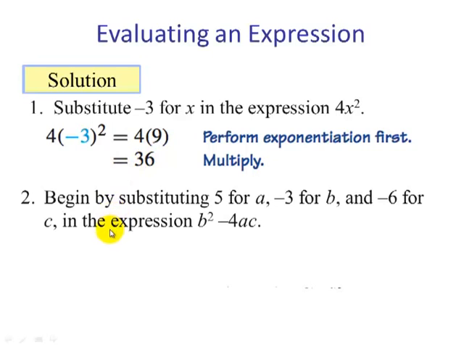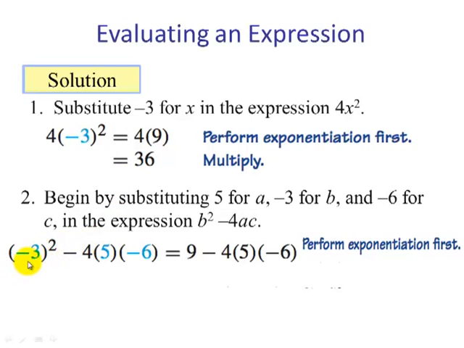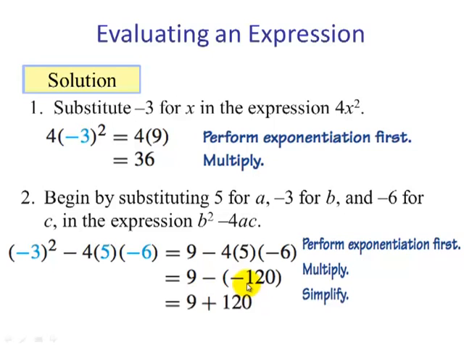Number 2, substituting in negative 3 for b, 5 for a, and negative 6 for c. We have to compute this. So the first thing that we do is square. We get positive 9. Next, we're going to multiply. So 4 times 5 is 20. 20 times negative 6 is a negative 120. Of course, subtracting a negative number means you add. So our final result is 129.